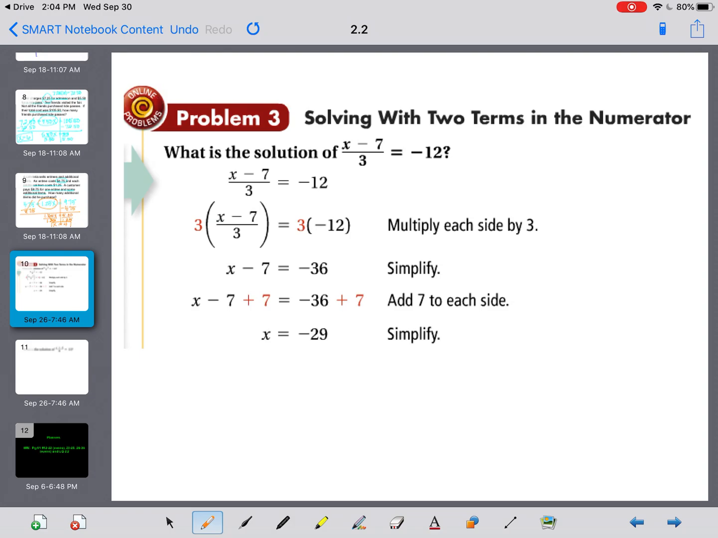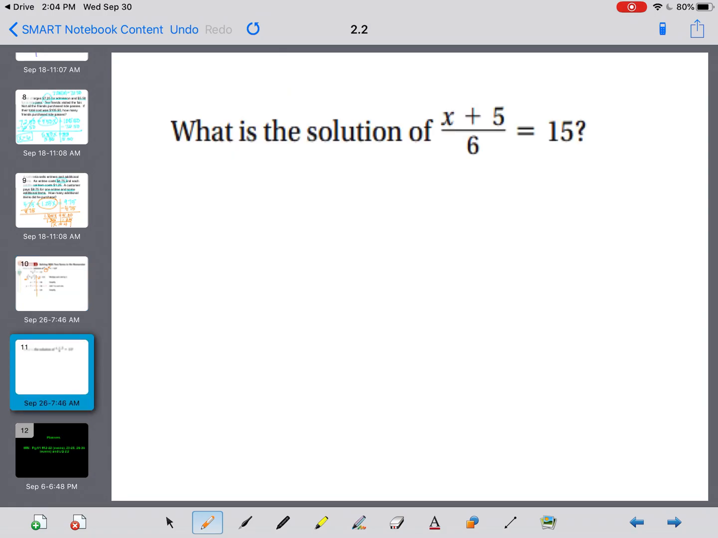Problem 3, the last problem before you get to work on your homework, is solving with 2 terms in the numerator. Okay, so if that's the case, we want to try to get rid of the denominator. And if you remember, this fraction bar actually means dividing. So the opposite of dividing by 3 is to multiply by 3. Whatever you do to one side, make sure you do to both sides. Okay, so let's try it.